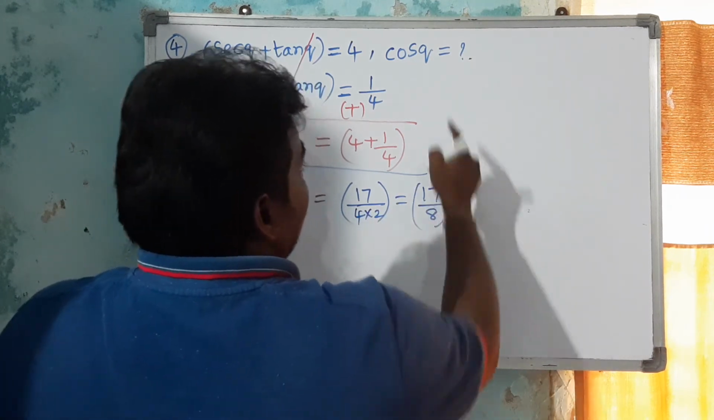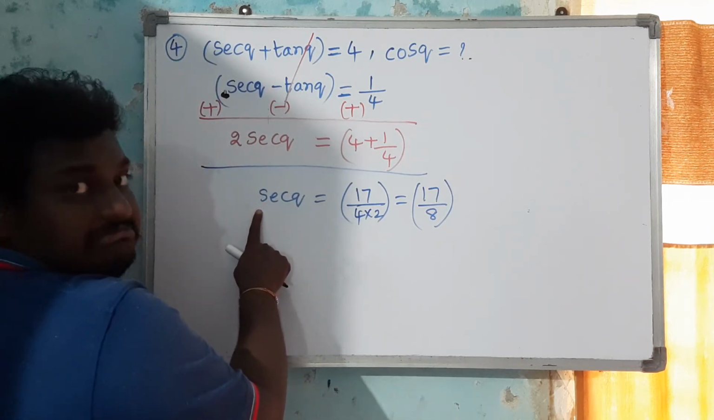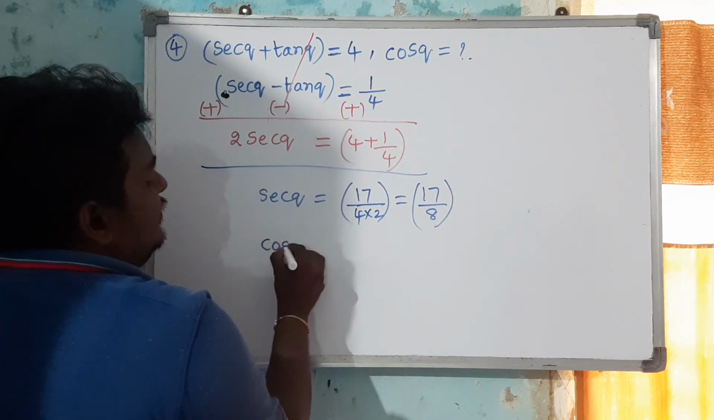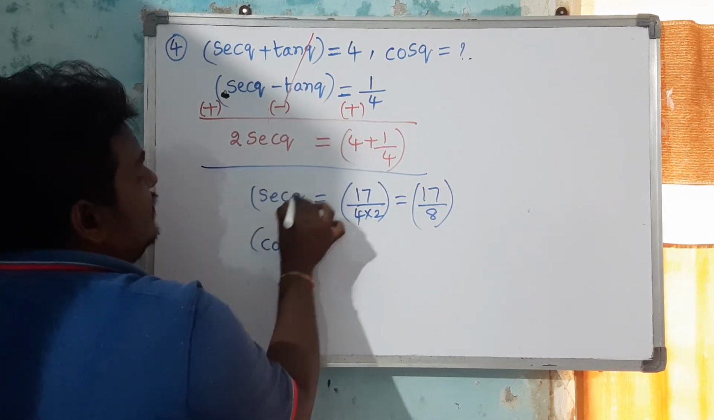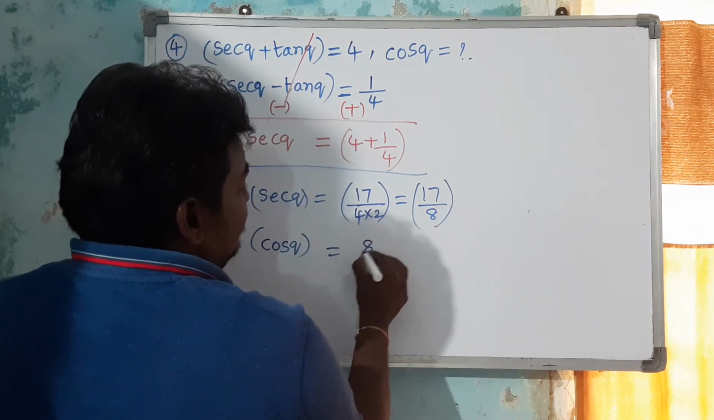What I have asked is cos q. Cos q is the reciprocal of secant q. So cos q will be the reciprocal of this number, which is nothing but 8 by 17.